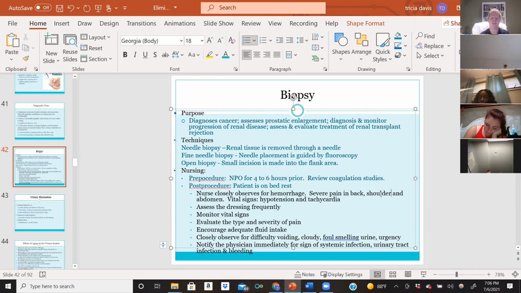And we want to observe for any problems with voiding, if they have any cloudy or foul smelling urine, and if they are complaining of urgency or frequency. And then obviously if you are concerned of any systemic infection or urinary tract infection or bleeding or hemorrhaging, those would be causes to notify the physician right away and let them know.